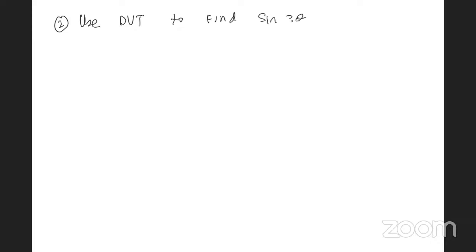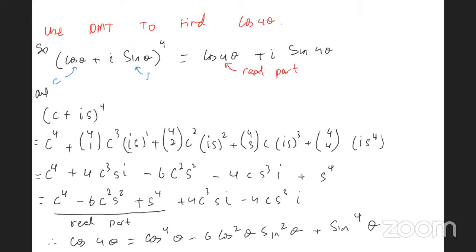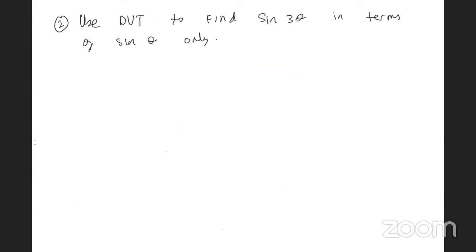sine 3 theta, but I'm going to add a little twist to it. I want you to find sine 3 theta in terms of sine theta only. So you're not allowed to have cos like here. You see how we had sine and cos, you want to get all sine, all cos. Try that, please. In the one I gave you, I want all sine. Try the expansion, it's easy because we did it already.